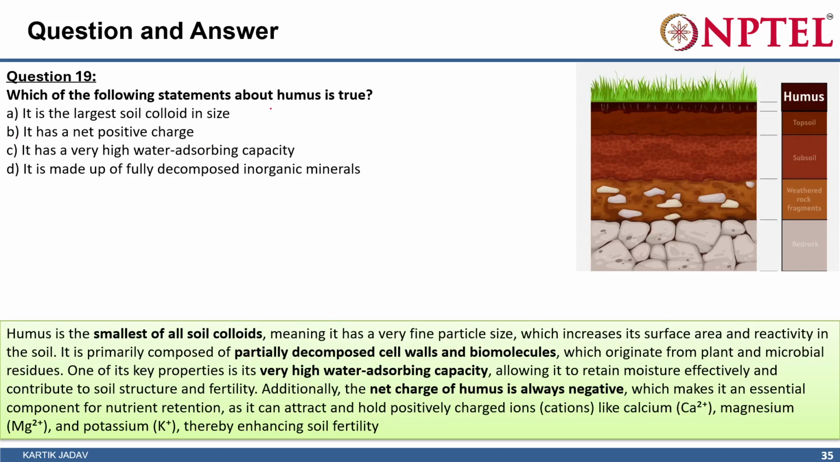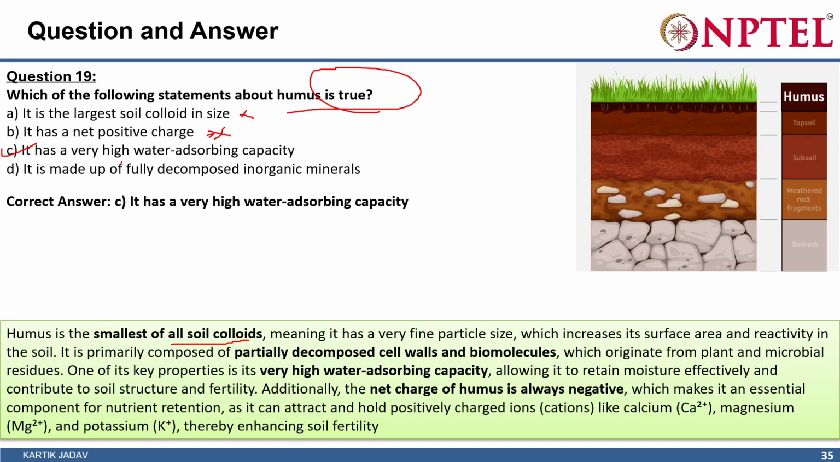Which of the following statements about humus is true? So humus, we know, is part of the soil colloid and humus is the smallest of all colloids, and also has the highest cation exchange capacity and highest water holding capacity. Also, the net charge on the humus is always negative. So, which option is correct for this? It's not that net charge is always negative. This is also incorrect. It has a very high water absorption capacity. So, option C is correct here, right?